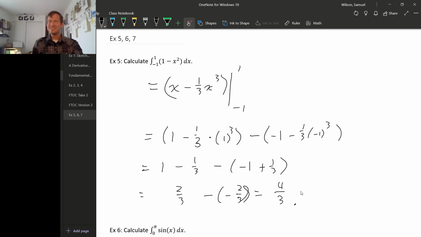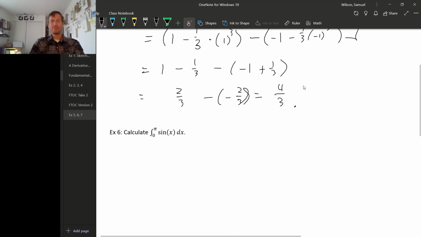You can see that all of the calculus happened right here. Everything after that is just arithmetic. So all of our calculus took like 2 lines. That is way, way better than having to grind through a giant calculation involving a limit of a Riemann sum. Let's look at a couple more examples.